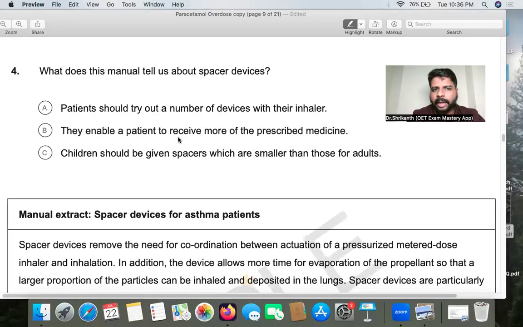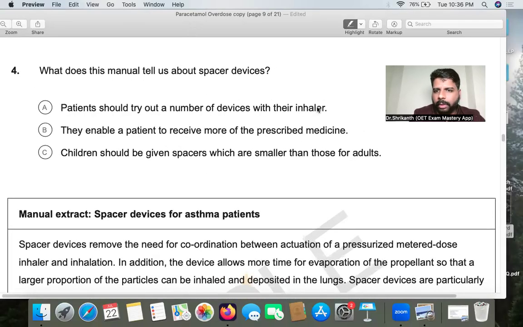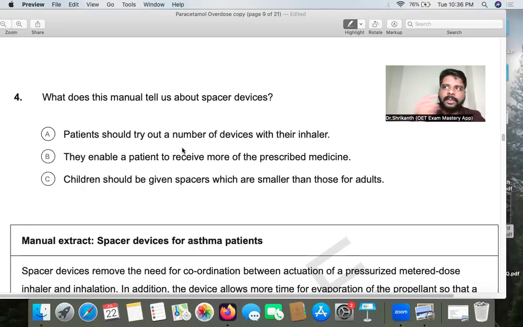Let's take a look into the fourth question. Now, what type of question is this? Do you think this is a purpose type question? This is not a purpose type question. Purpose basically means to find why this manual was written. But over here, they're not asking you why, they're asking you what. So one specific function they're asking you. This manual is telling you about a function of spacer devices.